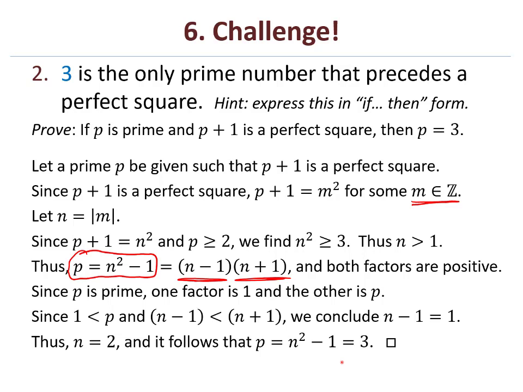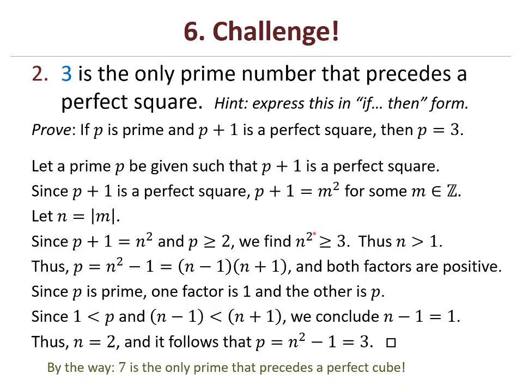We just completed it. So this proof was definitely a little more tricky than some of the others, but even more fascinating and even more impactful. This is crazy. By the way, maybe you can do this now that you've seen this proof. It turns out that 7 is the only prime that precedes a perfect cube. So maybe think about how to prove that. And once again, the power of proof. This is great. This is why I like mathematics.